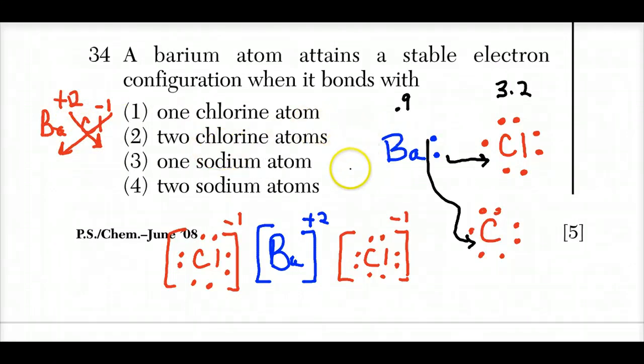I overtaught it, but you should know all these concepts. So it needs 2 chlorine atoms to take both electrons so that it can have a stable noble gas configuration, and that's why things bond to become stable. So 34 is 2. Number 35.